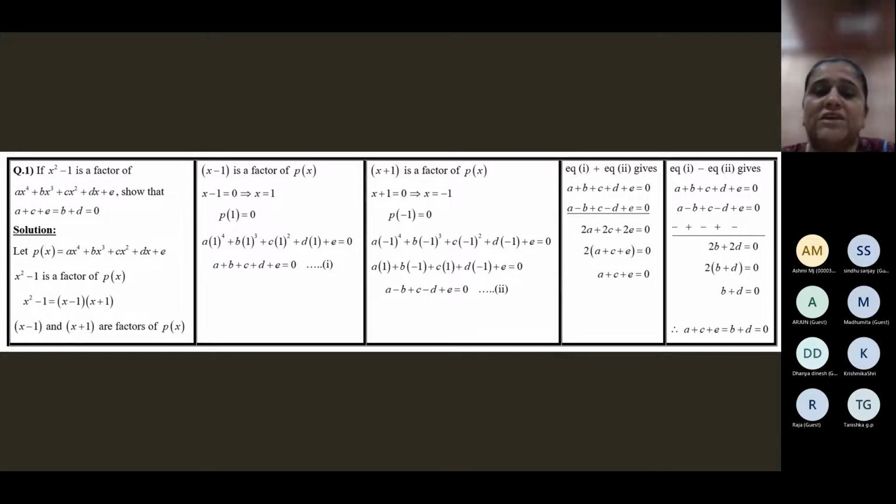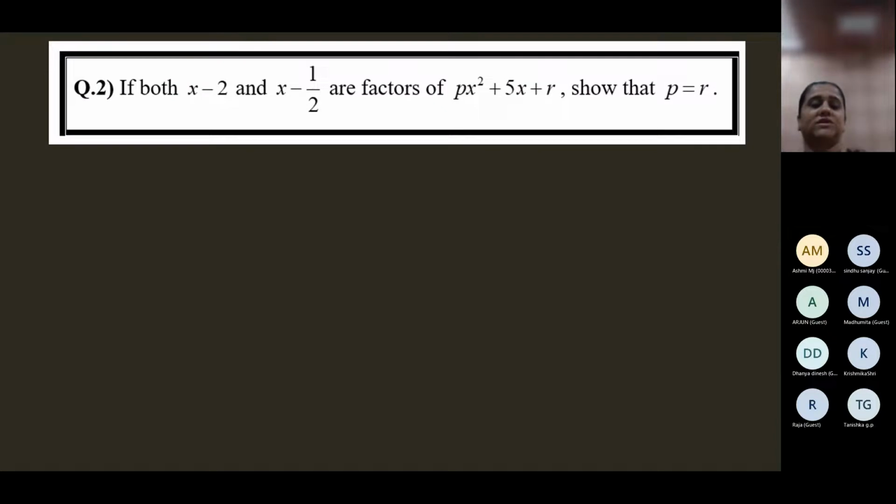Adding means in the second equation, don't change the signs. And then subtract the two equations. So change the signs in the second equation. So that will give you the results. I'll let you try this. This is the next one.